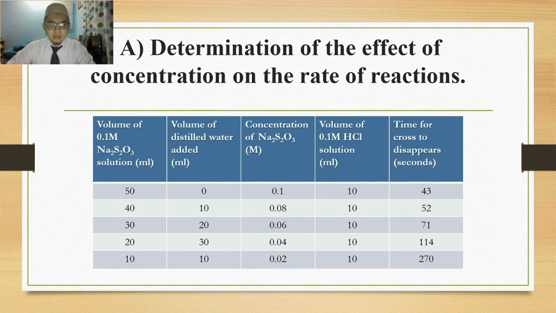For part 1, the times for the cross to disappear are here. For 50 milliliter, it will disappear in 44.3 seconds, and for 40 milliliter, it will disappear in 52 seconds, and for 30 milliliter, it will disappear in 71 seconds, and for 20 milliliter, it will disappear in 114 seconds. For 10 milliliter, it will disappear in 270 seconds. Now we move on to part B.